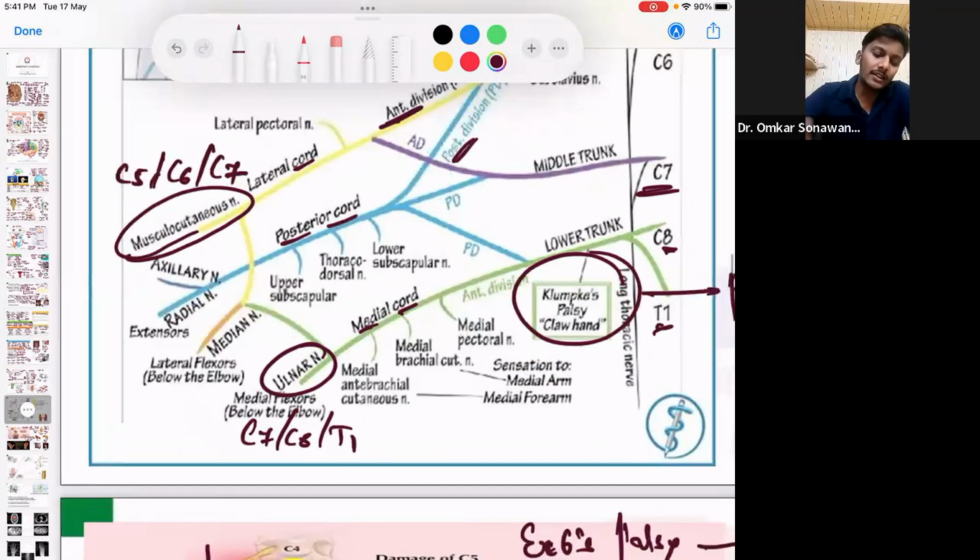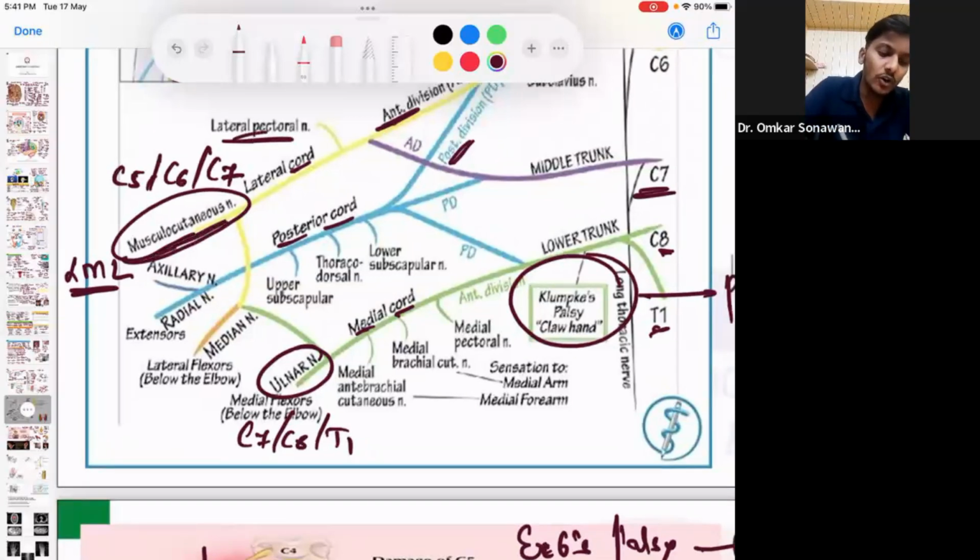Next is the mnemonic. The mnemonic for the branches of the lateral cord is LML. L is for lateral pectoral nerve. M is for musculocutaneous nerve. And what is the root value of the musculocutaneous nerve? C5, C6, C7 is the root value for the musculocutaneous nerve.